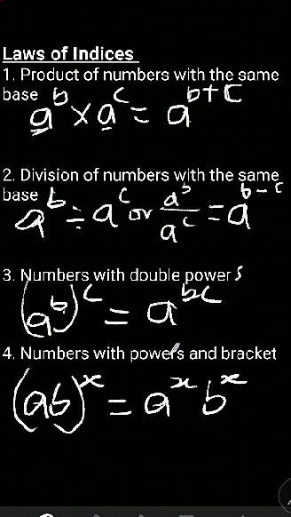While the last one we look at is numbers with powers and bracket: ab raised to power x. That is a number with power and bracket. So by removing the bracket, every number in the bracket has access to the power. So a will take its own power and b will take its own power. So that is a raised to power x and b raised to power x.